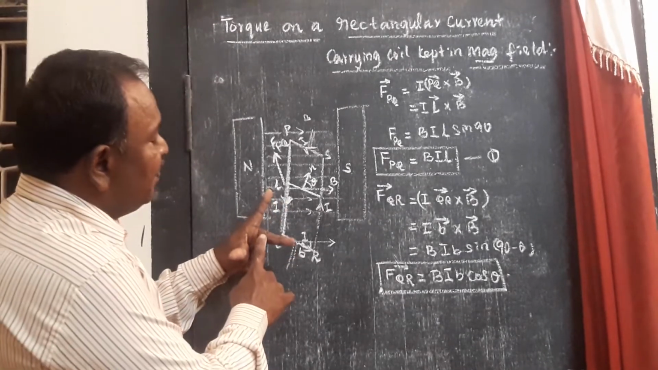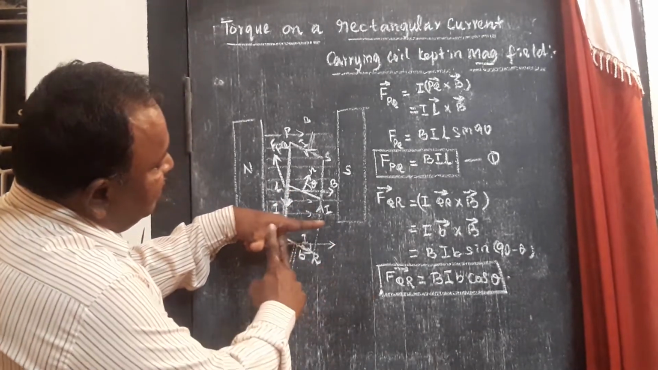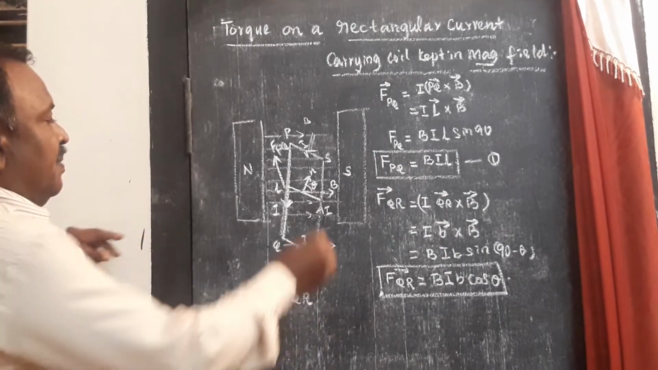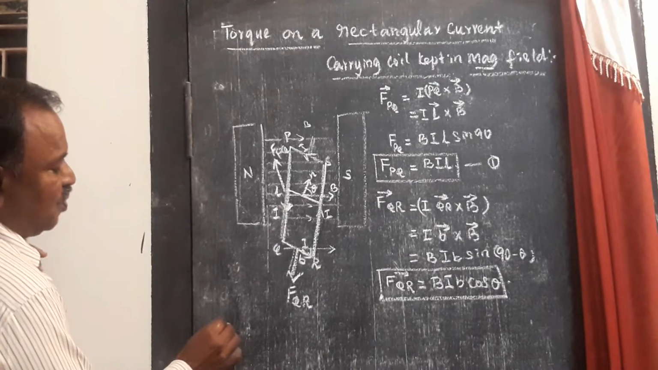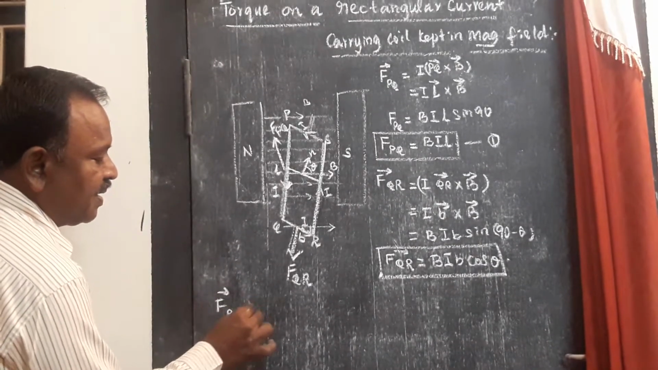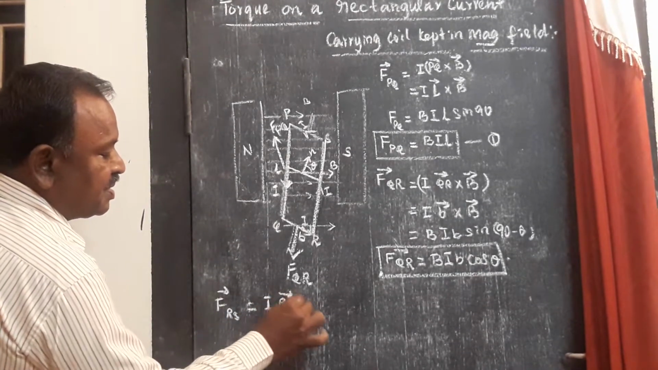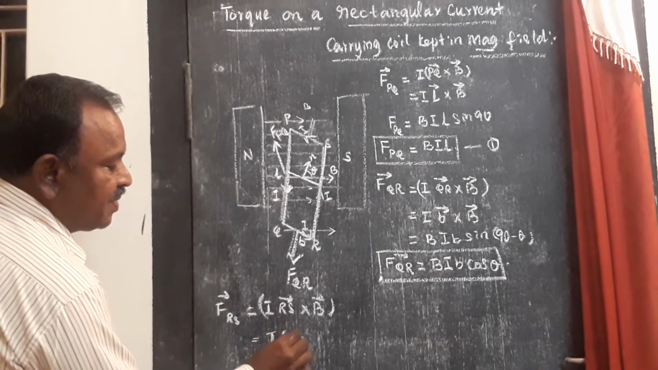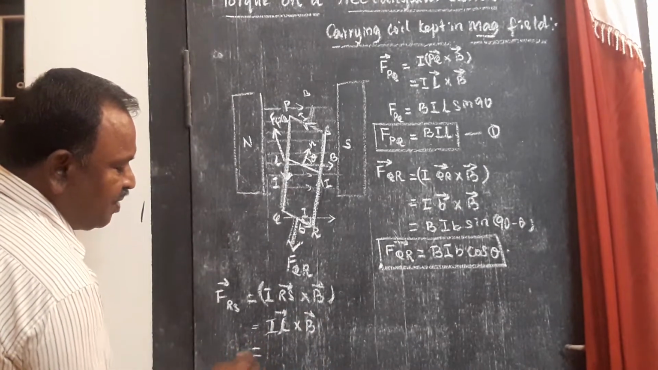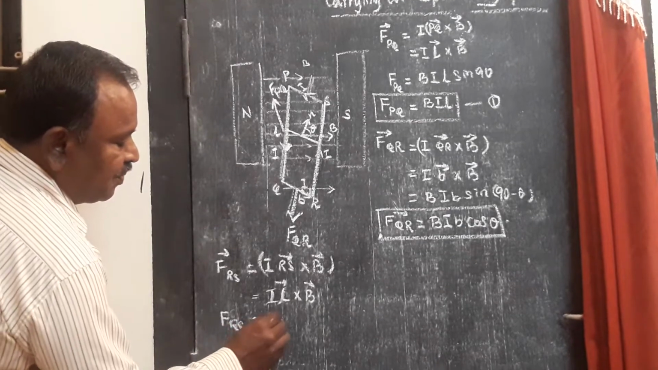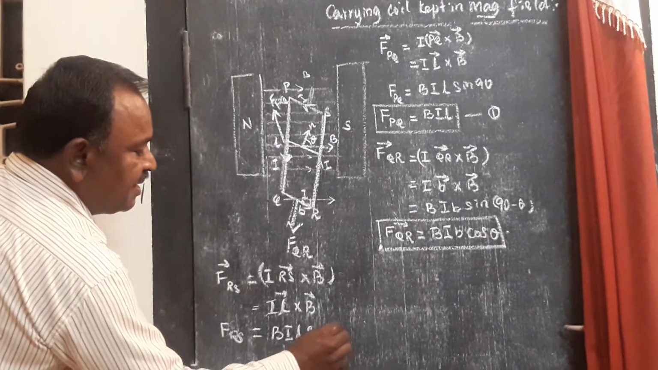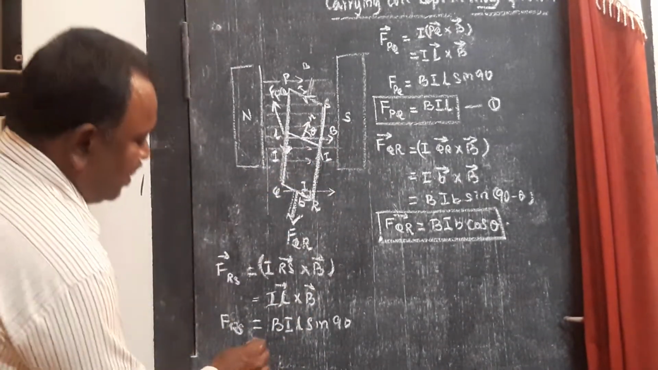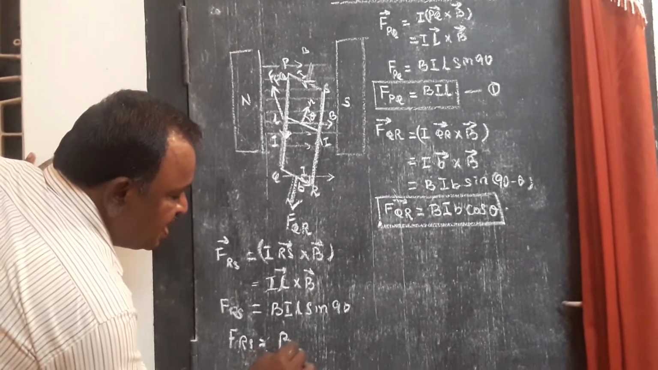Fleming's left hand rule. So this is the direction of the flow of current, and this is the magnetic field. So the force will act along this direction, F into QR. Then consider RS. Force on RS is given by I into RS cross B. This RS is nothing but the length, so IL cross B. The magnitude of the force F into RS is equal to BIL sin 90, because the direction of flow of current and the magnetic field are perpendicular to each other. So force on RS is equal to BIL.